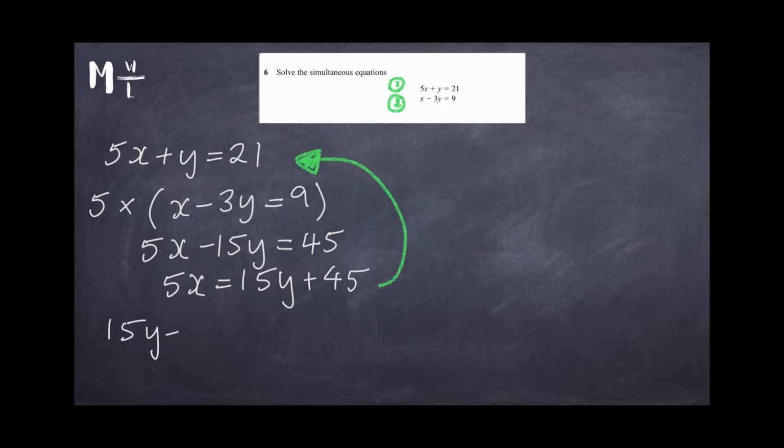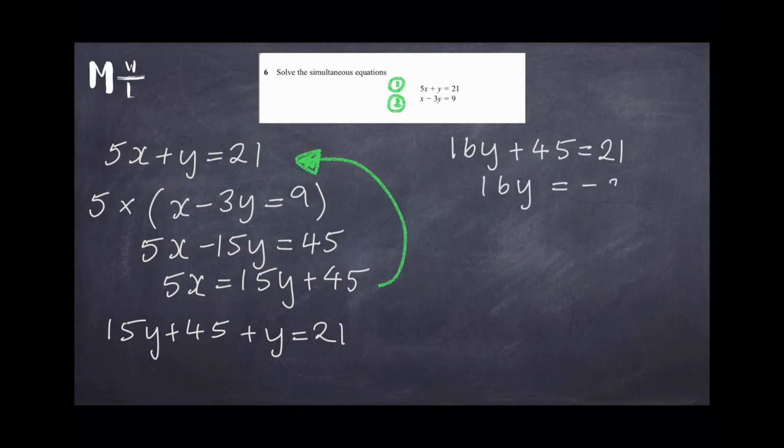Substituting 5x as 15y plus 45, we get 16y plus 45 is equal to 21. Now, let's take our 45 from both sides and then divide the equation by 16. That gives us y is equal to minus 24 over 16, which is just equal to -3/2.